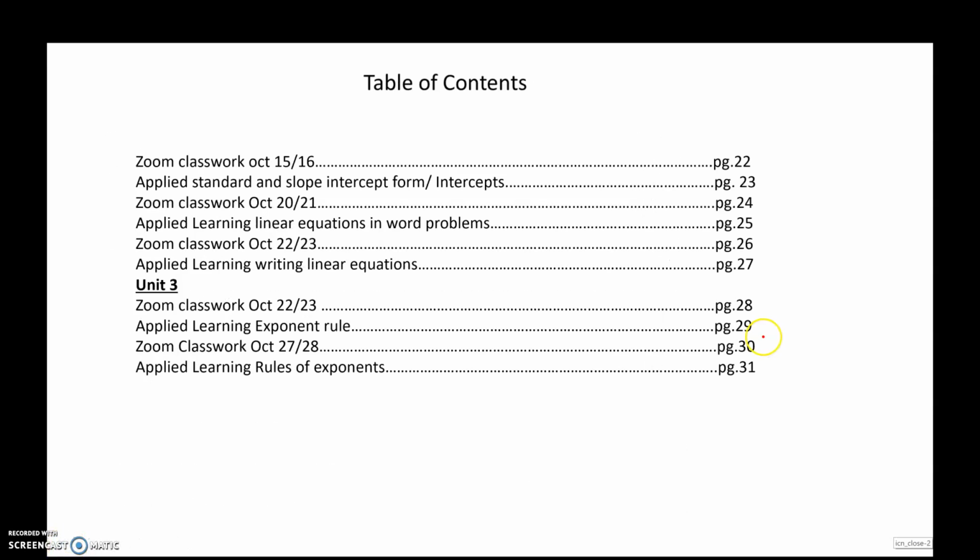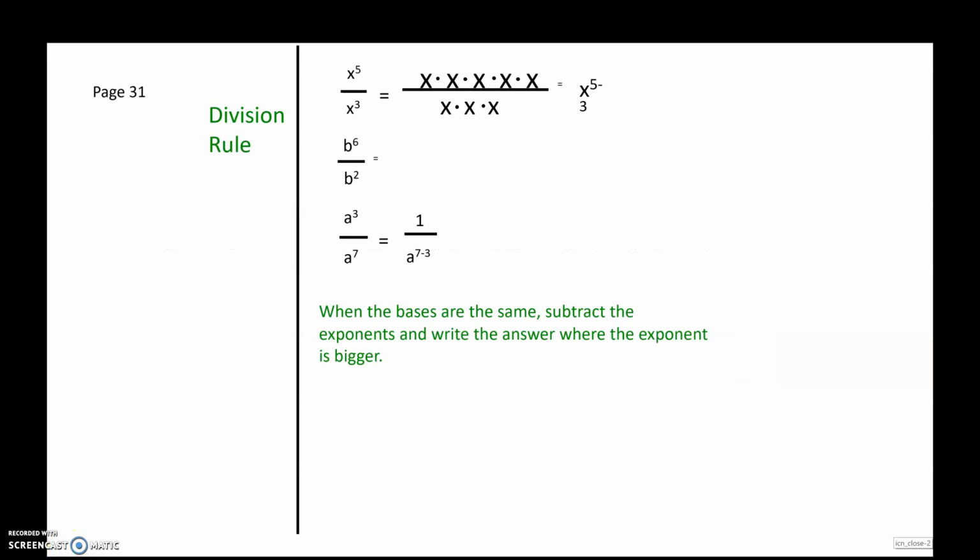And here we go, our new items. So we're just going to do the last little bit of exponent rules. All right, so last class we did the division rule, and this was a typo up here. And the division rules tell you to do subtraction. When we did the product rule, we were adding the exponents together, so now we subtract.